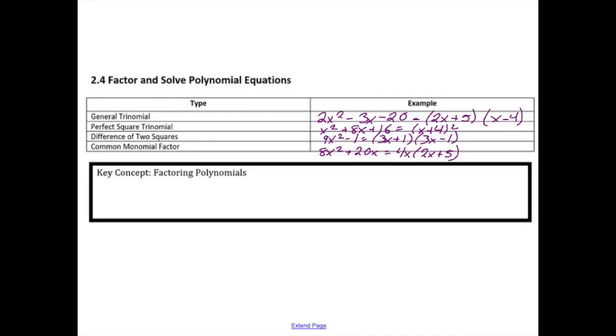The difference of two squares tells us that if I have the first term that's squared in my polynomial and a second term that's squared, I can split that into two quantities of the square root. So 9x squared is a perfect square from 3x. So when I divide that out, I get those two quantities. Lastly, a common monomial factor just means that I can pull the same factor out of each term in my equation.